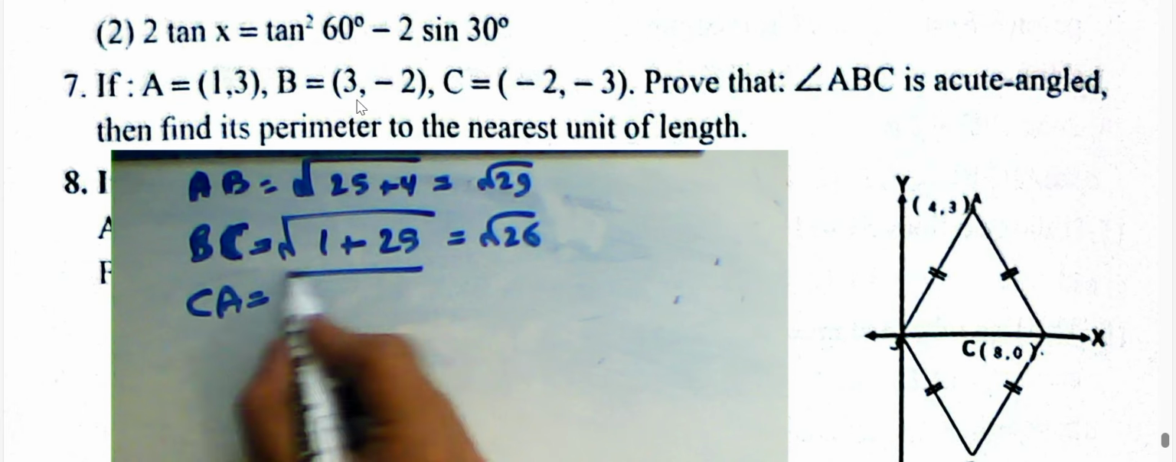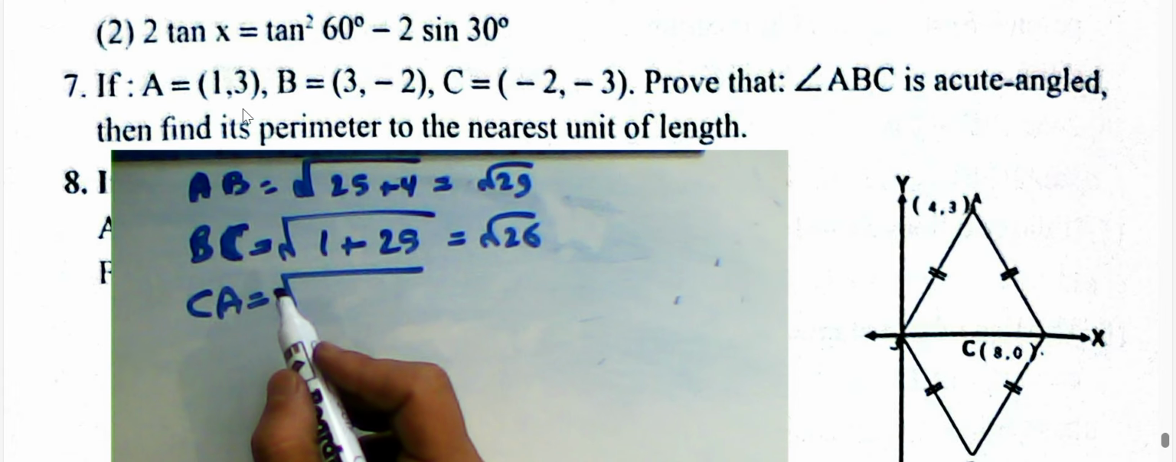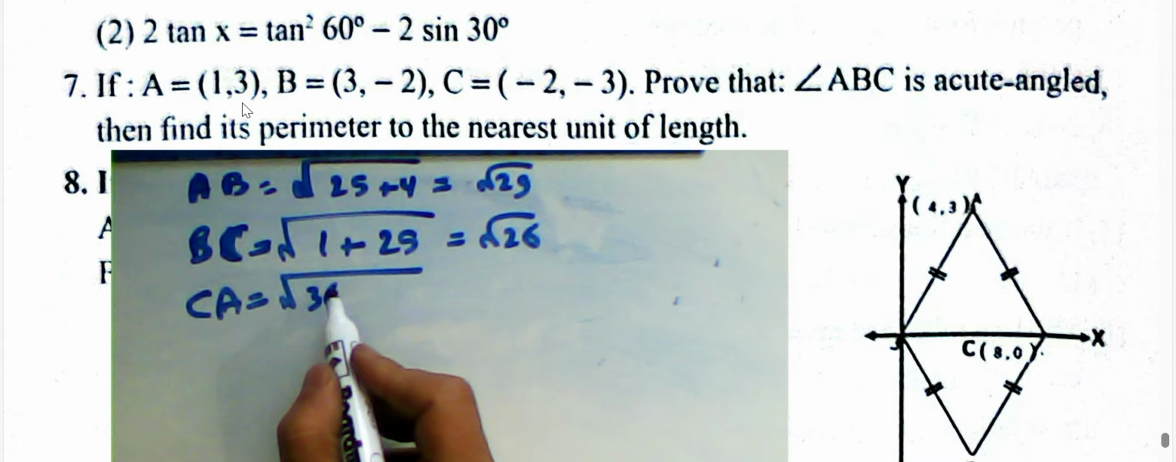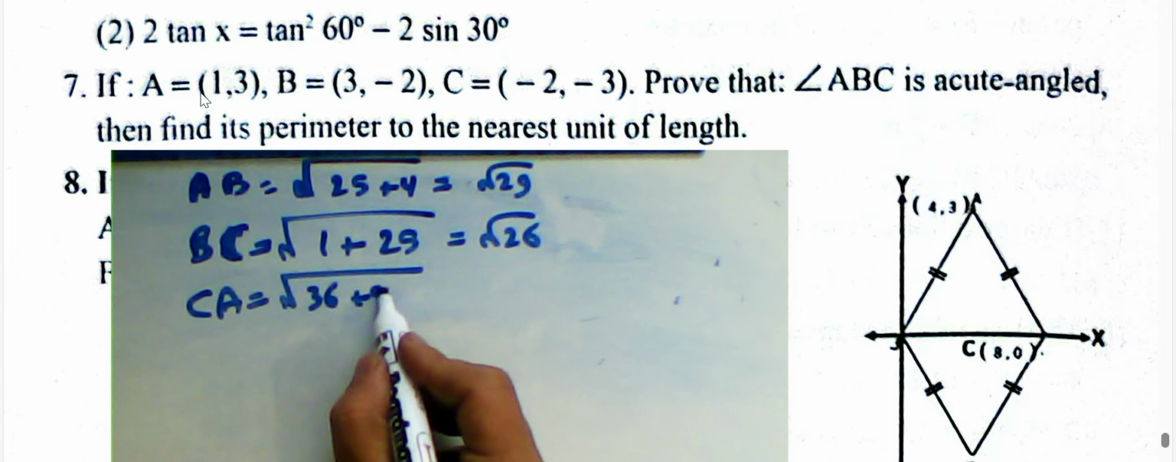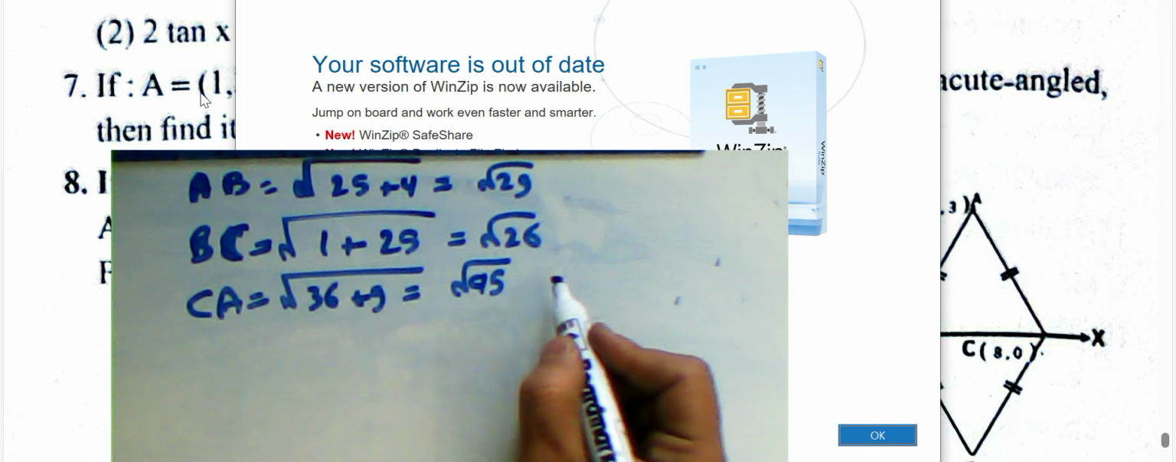And for CA, we can write the square root of: we have C, negative 3 minus 3, which is negative 6. Negative 6 power 2 equals 36. Negative 2 minus 1 is negative 3. Negative 3 power 2 is 9. The result will be the square root of 45.